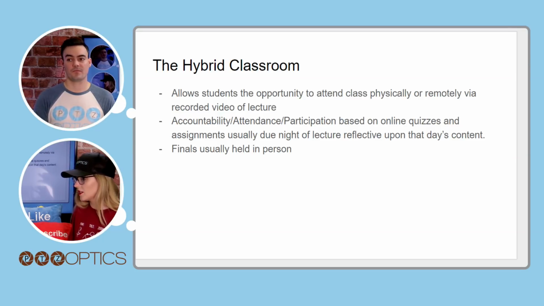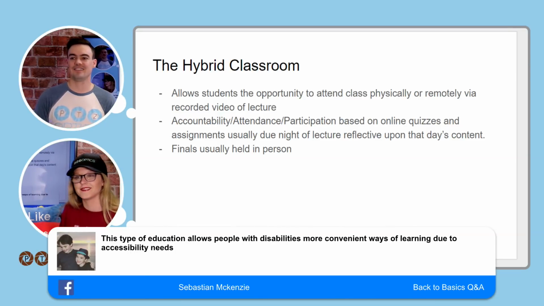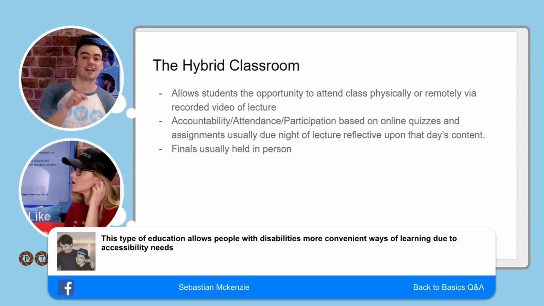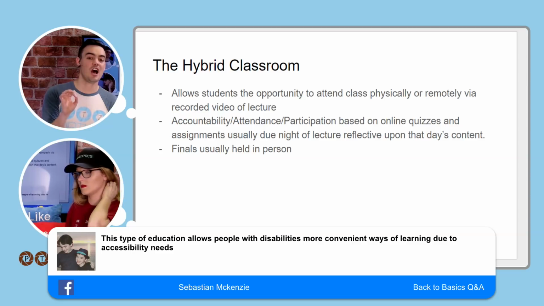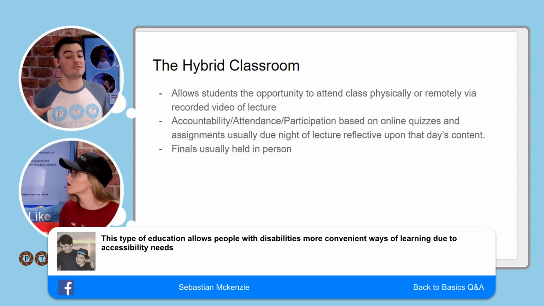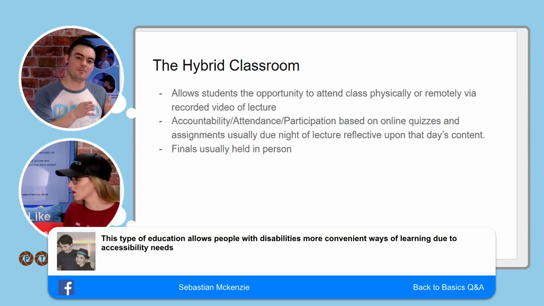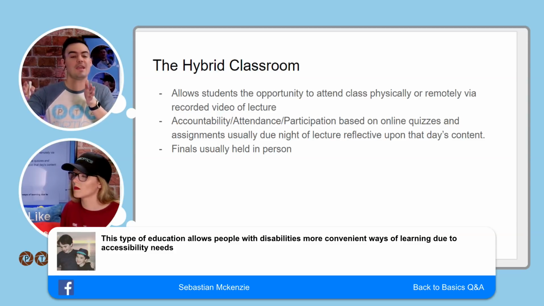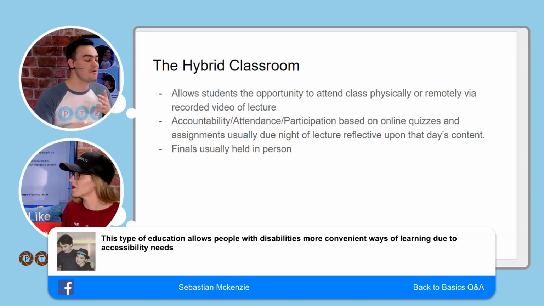Great point from Sebastian, who's watching live for the first time. Oh, wow. Hey, Sebastian. This type of education allows people with disabilities more convenient ways to learn due to accessibility needs. I'm so glad you mentioned that, Sebastian. There's like 4 or 5, 6, maybe 10 versions of flipped classrooms. It's flipped learning plus gamification, making it more games. But there's also one, and I can't remember off the top of my head, but it's flipped learning plus accessibility, or something along those lines. Inclusion, I think it's called.